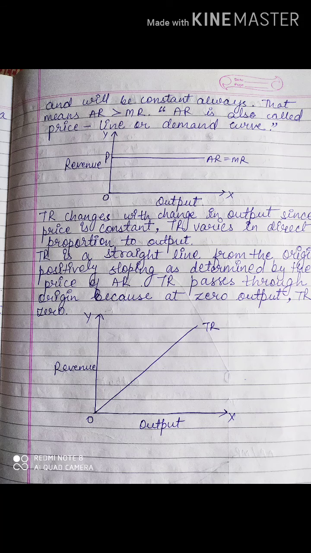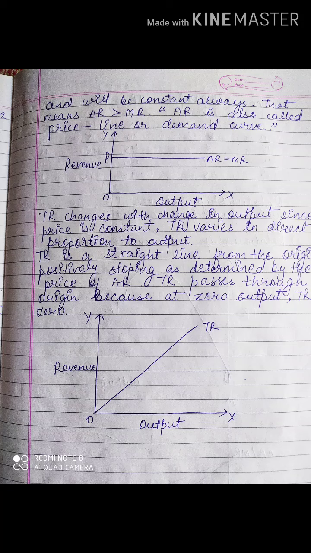No doubt MR will be equal to AR, and it will be constant always. Constant means you can see a horizontal parallel line. It is constant all around, right? AR is also called the price line or demand curve. So it is also called what? Price line or demand curve. Fine. So AR is equal to MR, and it is a price line and a demand curve.